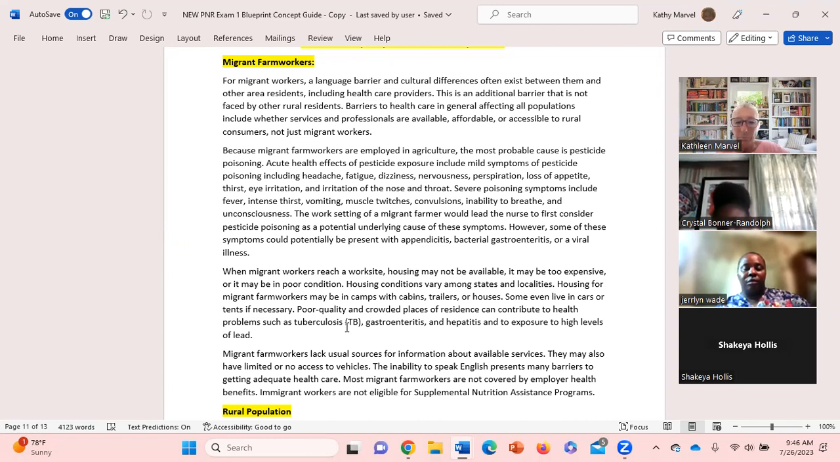Okay. Rural population or migrant, we'll do all this in class. Rural population, huge risks. People in the rural population don't have the resources we have in the cities. Right? They've got to travel. They don't do their wellness visits. So therefore, when we see them, they're sicker.